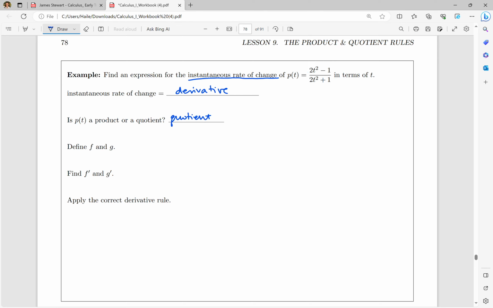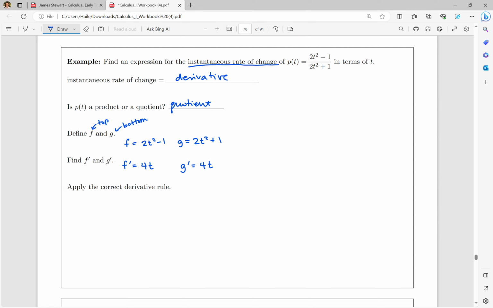Okay, so now we define f and g. So as a reminder, for quotients, for f, we just take whatever's on top. For g, we take whatever's on bottom. Okay, so f here is going to be 2t squared minus 1. g will be 2t squared plus 1. And now if we find each of those derivatives, f prime will be 4t, and g prime will also be 4t. So that won't always happen. That's just a coincidence. Okay, now we apply the correct derivative rule.